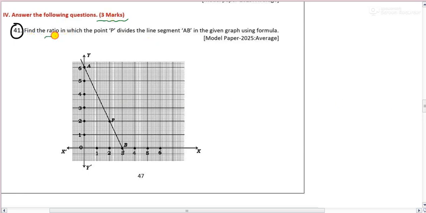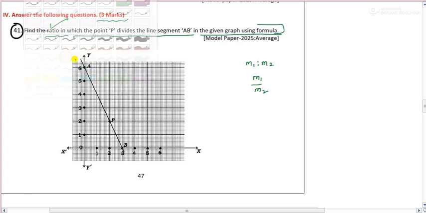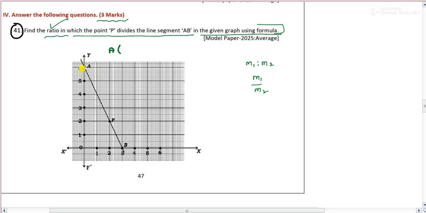Here the question is, find the ratio in which the point P divides the line segment AB in the given graph using the formula. So they are asking to find the ratio. Whenever you see ratio, it means you have to find m1 is to m2, or m1 by m2. Both are same. Using this graph, you need to find the values. Here point A: if you look carefully, x is 0 and y is 6. What about B? x is 3 and y is 0. The first value is x and the second value is y.